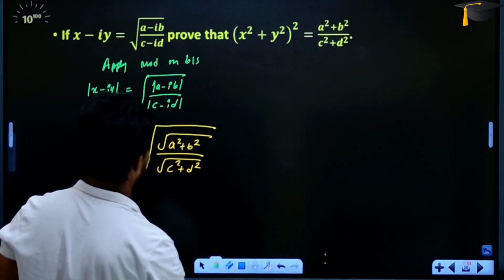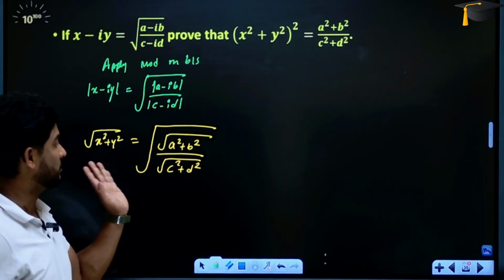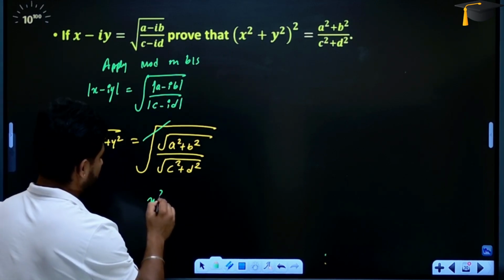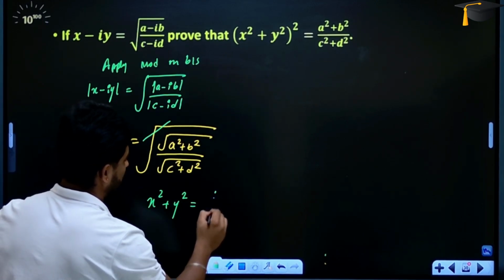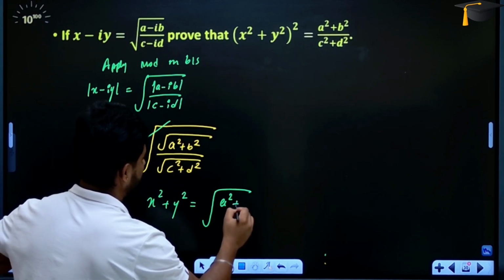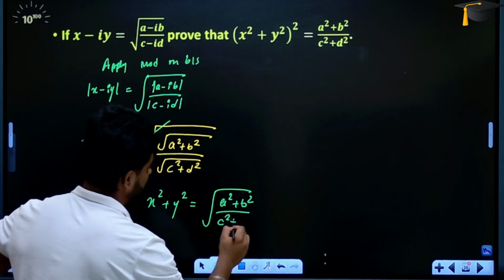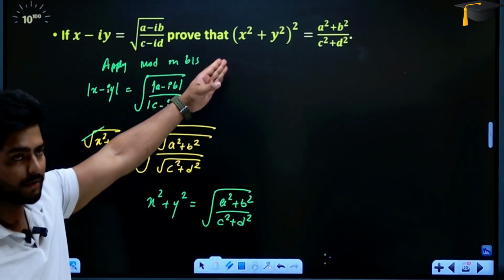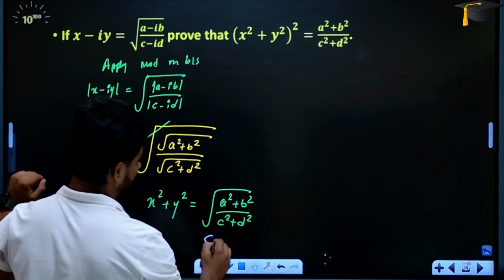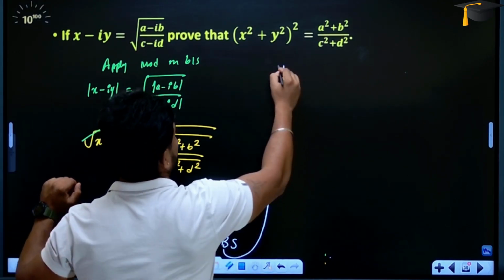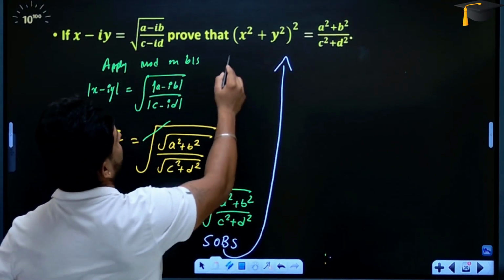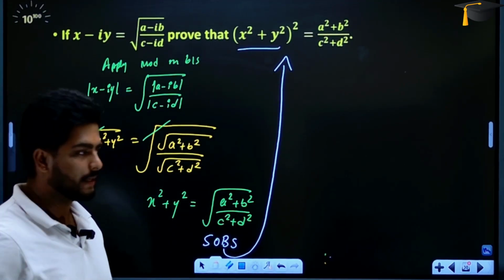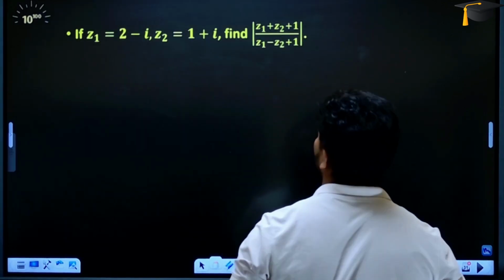Okay, so this we learned long back. We did it twice previously, so we know it. So one square root cancels. Okay, so what is left for us? So x square plus y square is equal to a square plus b square divided by c square plus d square. Okay, now once again square on both sides, you will get this. So x square plus y square the whole square is equal to a square plus b square over c square plus d square, and the root cancels, so you will get the answer. Simple. Next, last one.